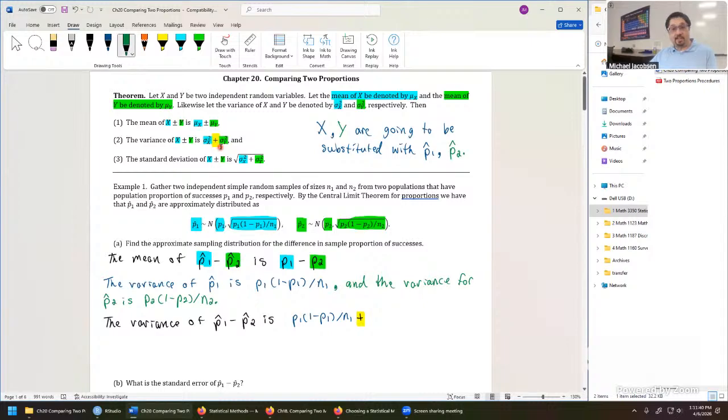Then grab the second variance. That one is right here. So we take plus p2, 1 minus p2, divide by sample size n2. A lot of symbols to write down. The variance starts to get pretty complicated, but at its essence, this is the exact same steps we took when we were in chapter 18.